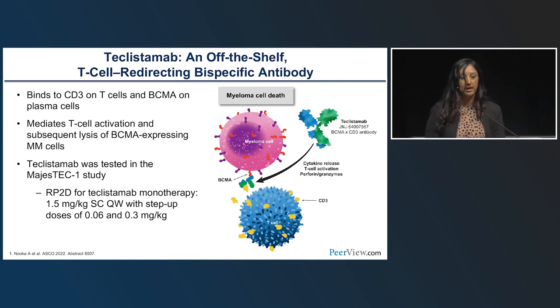Okay, so teclistamab, one of our first studied T-cell redirecting bispecific antibodies, again, binds CD3 on the T-cells to the BCMA on the myeloma cell, brings them together, activates the T-cells, and then leads to lysis of the myeloma cell. And this was the MajesTEC-1 study, and basically the RP2D is 1.5 milligrams per kilogram, and they had a step-up dosing twice of 0.06 and then 0.3 milligrams per kilogram. And of course, this is a preventative measure to try to decrease CRS that can occur. So we're trying to slowly ramp up those T cells instead of all at once.